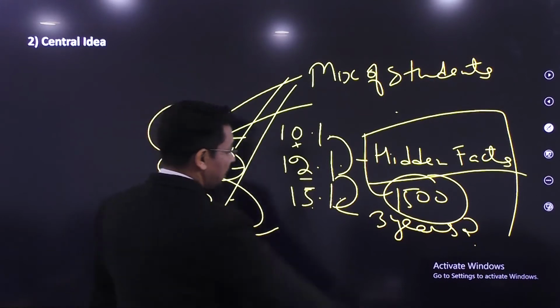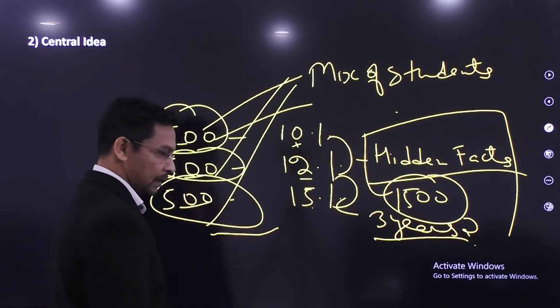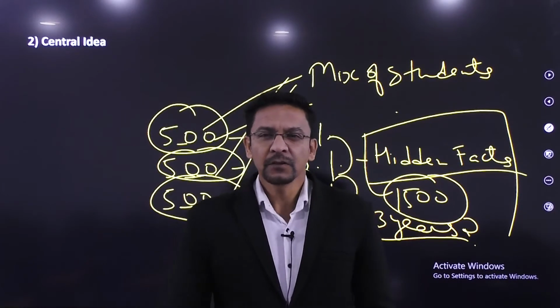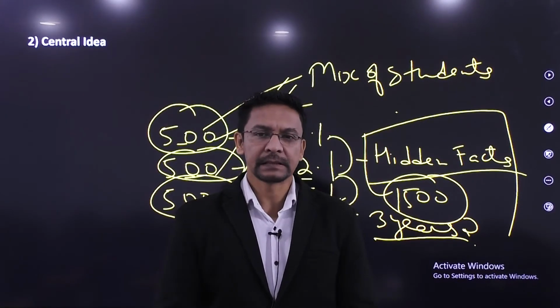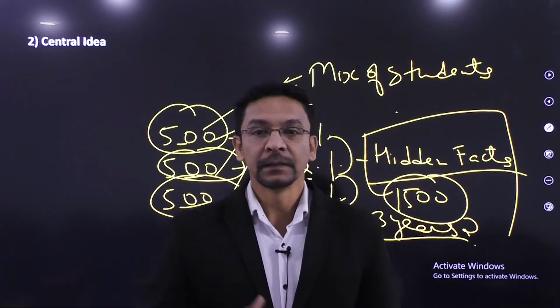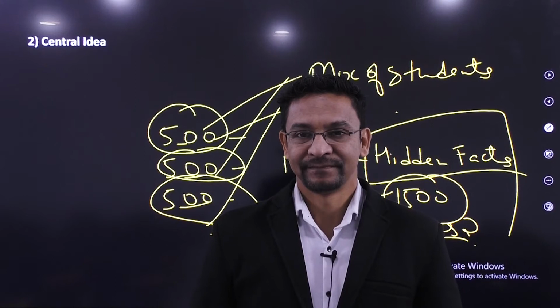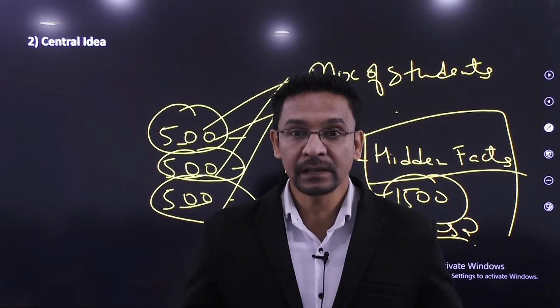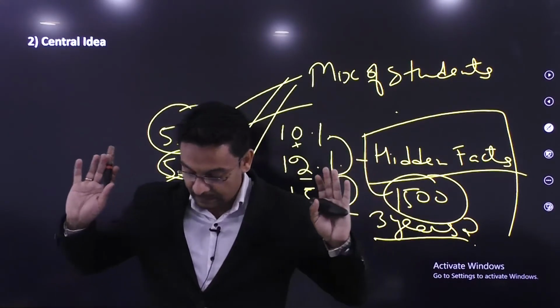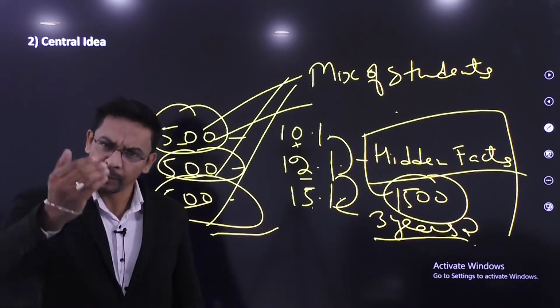Second hidden fact hai 3 years ka. Pehle saal mein 500, dusre saal mein 500, teesre saal mein 500. Do you think if a person does a particular job for 3 years, the person naturally improves with experience? Main agar koi kaam 3 saal tak ek hi kaam karu, so main naturally improve ho jaunga, aap bhi ho jayenge. Aap to pehle hi ho jayenge.